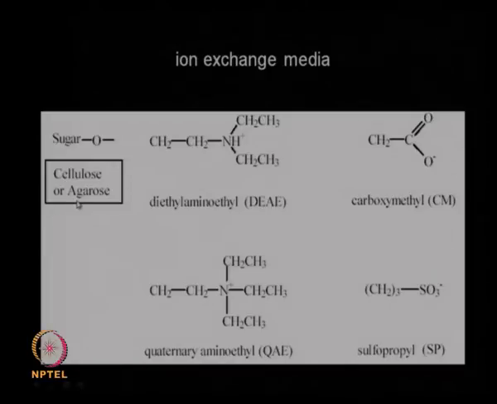So if you have a cellulose or agarose type of medium, if you have diethyl aminoethyl, we can have positively charged groups present on the column, or you can use carboxymethyl which will have a negative charge, or you can use a sulfopropyl which will have a negative charge. If you have a quaternary ammonium ethyl, it will have a positive charge. So you can generate different types of charges on the surface by using different functional groups, nitrogen based quaternary groups or O minus carboxy groups.